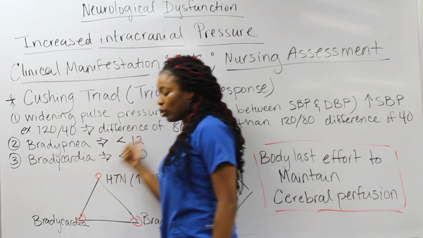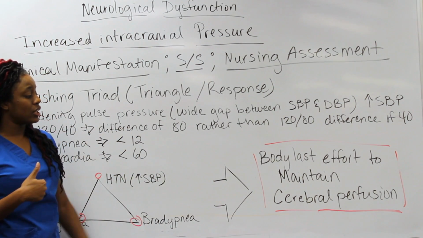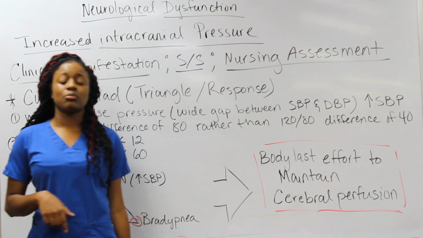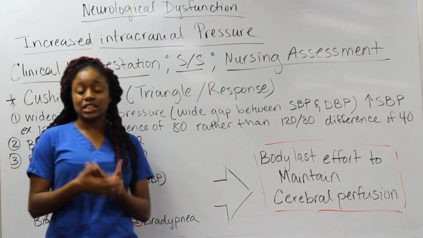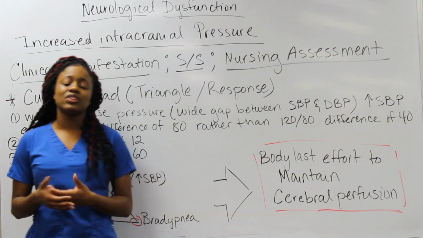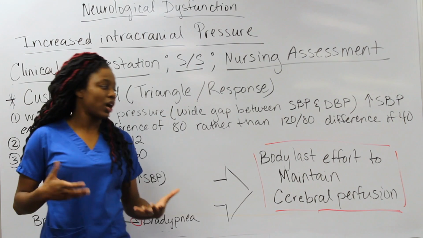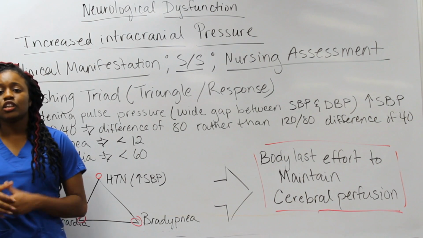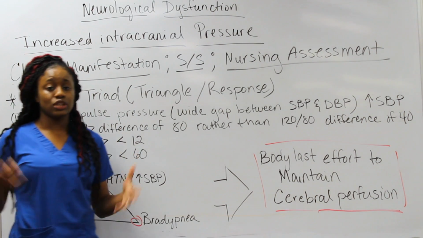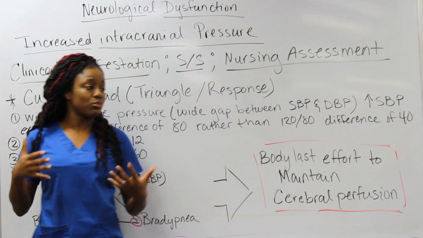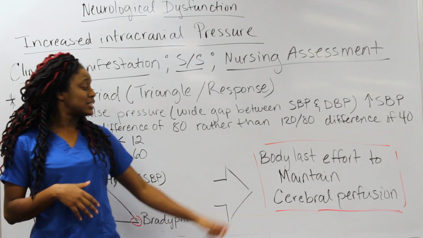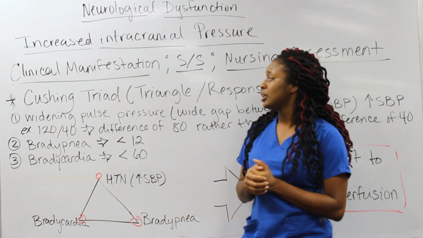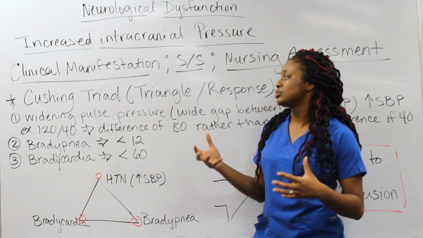All right? And when you see that the body is doing this, this is the body's last effort in trying to maintain cerebral perfusion. And why is that so important? Because the blood has oxygen, it provides nutrients, it provides everything that keeps us living and breathing and thriving, right? Anytime there is a threat to that, the body is going to do everything in its might to try to perfuse, to get all of that blood to circulate throughout the body, especially within the brain, because the brain plays such a vital part in our lives. And this is the last effort that the body is trying to do to overcome the pressure and to still bring nutrients to the body.